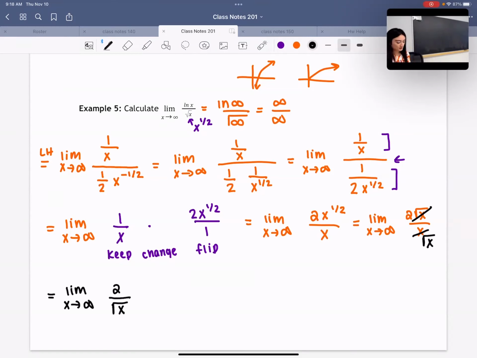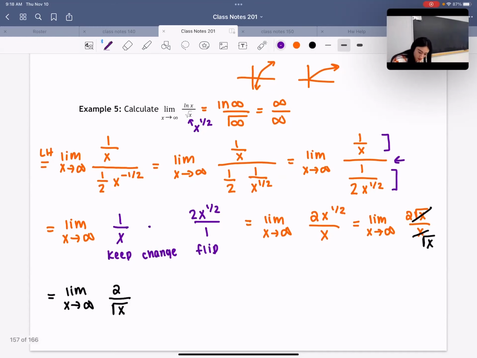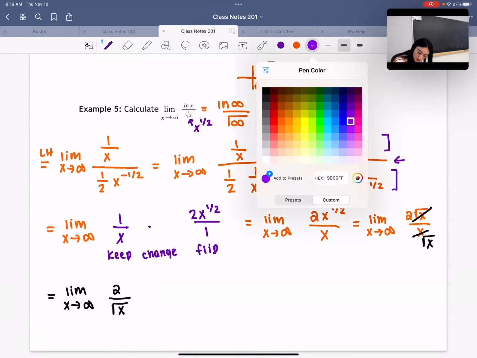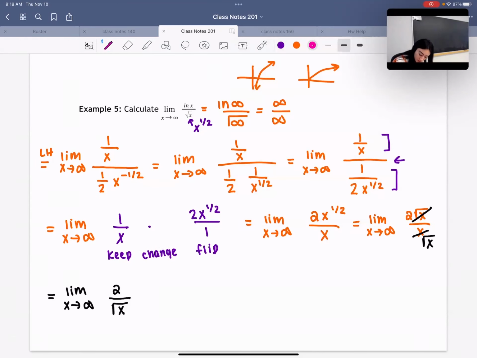All right, are we good here? Good, okay. Once we're here, I know it's tempting to do L'Hopital's rule again. Before we do it, let's just plug in and see if what we get is an actual answer, okay? So let me just plug in. This will give me 2 over the square root of infinity. We said that the square root of infinity is infinity.